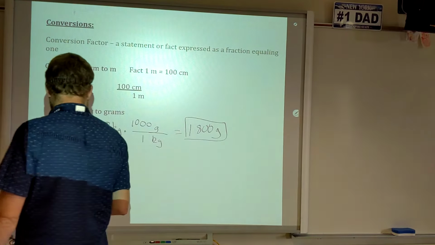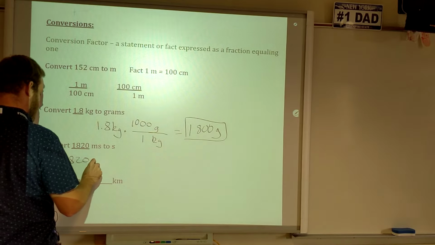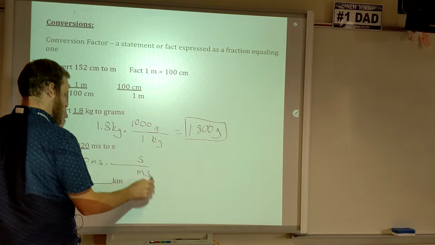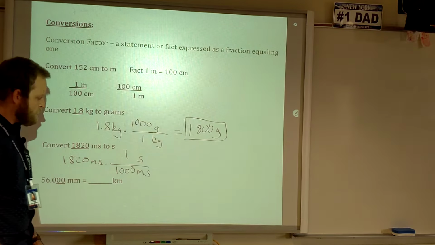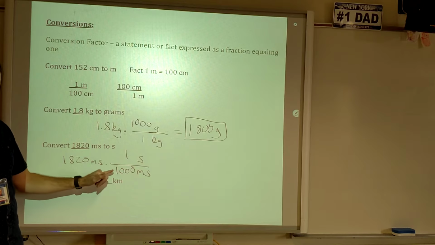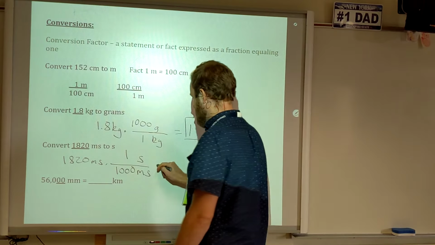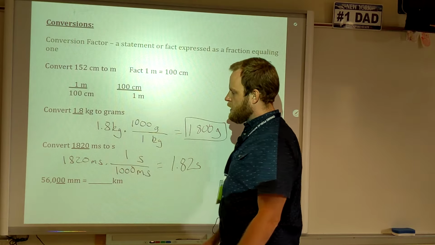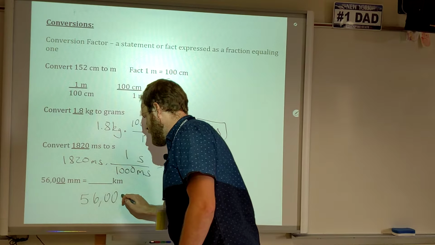This one, I'm converting 1,820 milliseconds to seconds. Again, look back at that table in your packet. You can go straight from milliseconds to seconds because in 1 second, there's 1,000 milliseconds. Now, since my non-1 number is in the denominator, now I have to divide. So now it's 1,820 divided by 1,000. So it's 1.82 seconds.